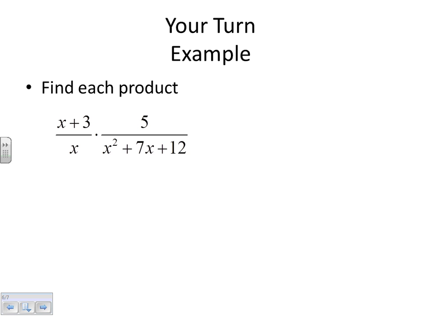All right, here's your turn. I want you to try this one as best you can. First of all, don't forget to factor out this guy before you start multiplying and simplifying and all that. And replay me when you're ready for the answer.